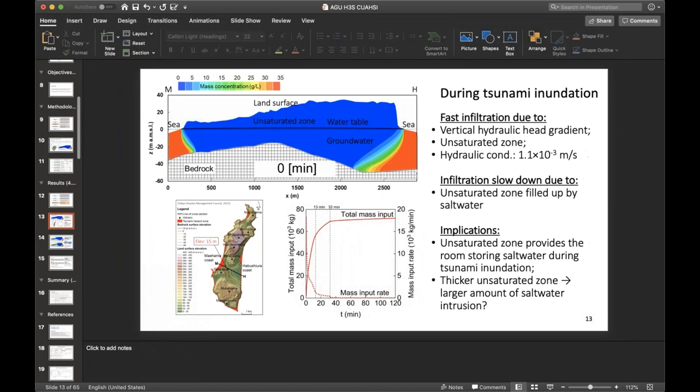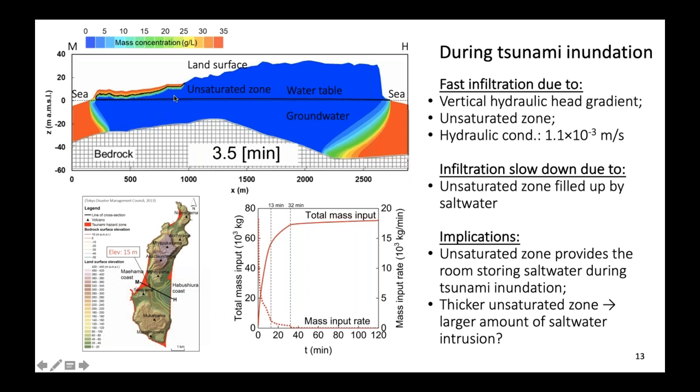Okay, sorry about that. If you look at this figure, it shows the increase of the total mass that enters the groundwater system through the inundated surface. We can see that the increase significantly slowed down around 30 minutes, which corresponds to the time when the unsaturated zone was fully saturated by the intruded salt water. So the implication is that the unsaturated zone provides room for storing salt water during the tsunami inundation. If we have an unsaturated zone with a thicker vertical distance, then the island might be more vulnerable to the tsunami, because with a thicker unsaturated zone, more salt water will be stored in the island.